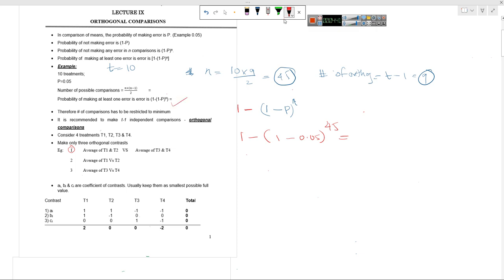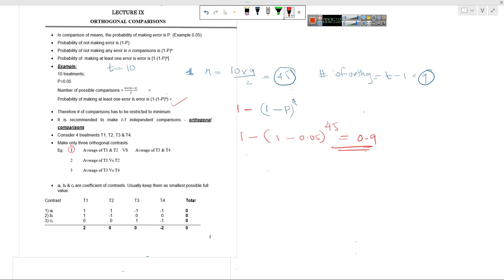So what is the answer? Let me just calculate using the calculator. 1 minus (1 minus 0.05) power 45 is equal to 0.9. Okay, 0.9. Hope you have understood that. Now we will see how we can write down these pre-planned comparisons.